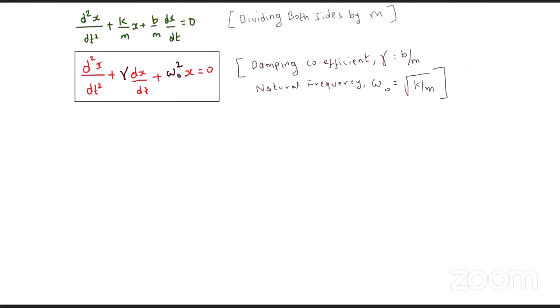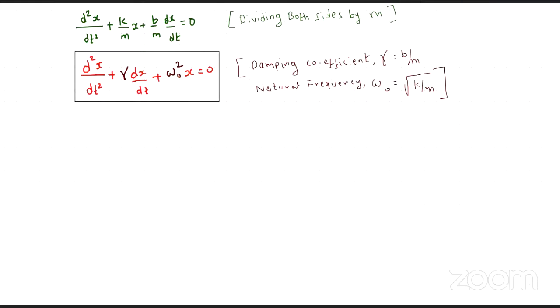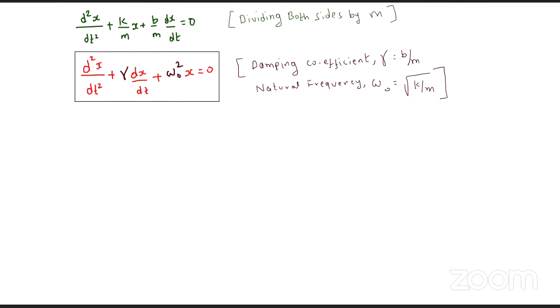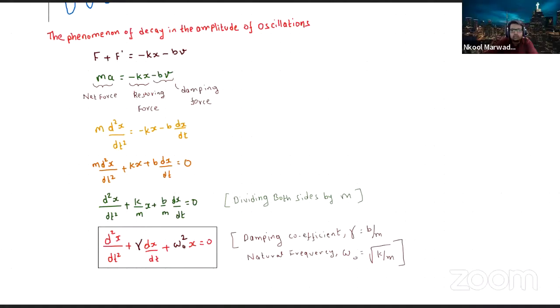Sir, one second. Omega naught square is k by m. Yeah, that is right. The root you've taken to the other side. Okay, got it. So omega naught is under root of k by m, so square we will do. That is one. So just give me 1 minute, I'll write it. Okay, right. Done. Now we will discuss the solution of this differential equation.